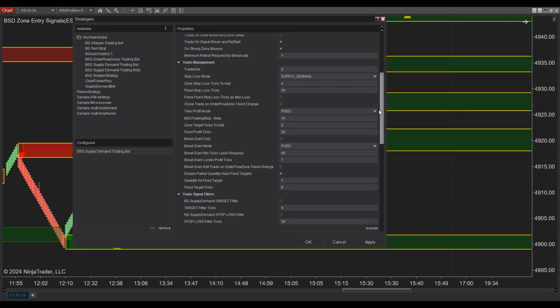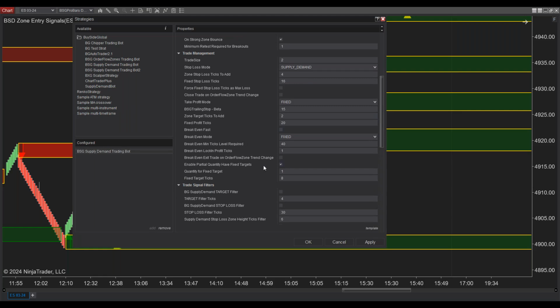All right. Remember that we talked about the partial in terms of how to manage risk. We even automated that part in the bot right now. I told the bot to enable the partial quantity and have a fixed target. That means I enabled it. I have 2 contracts to trade for every signal.